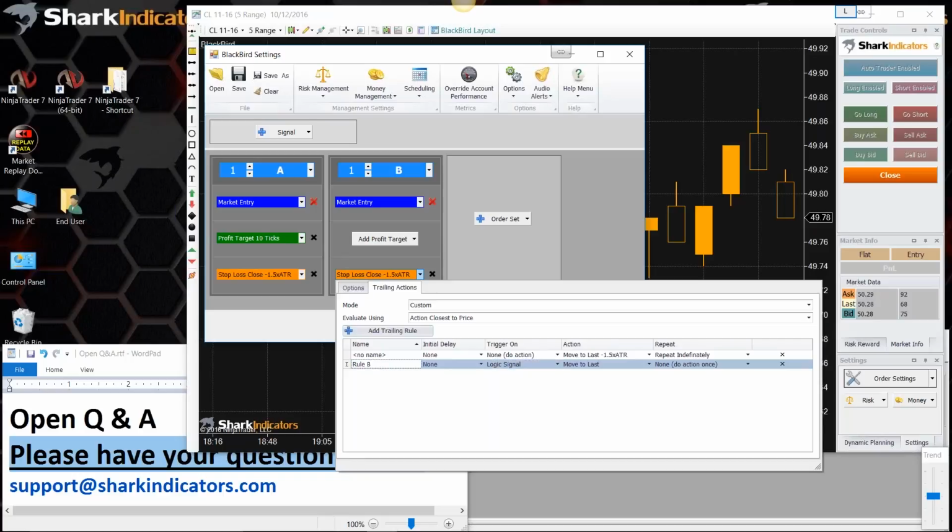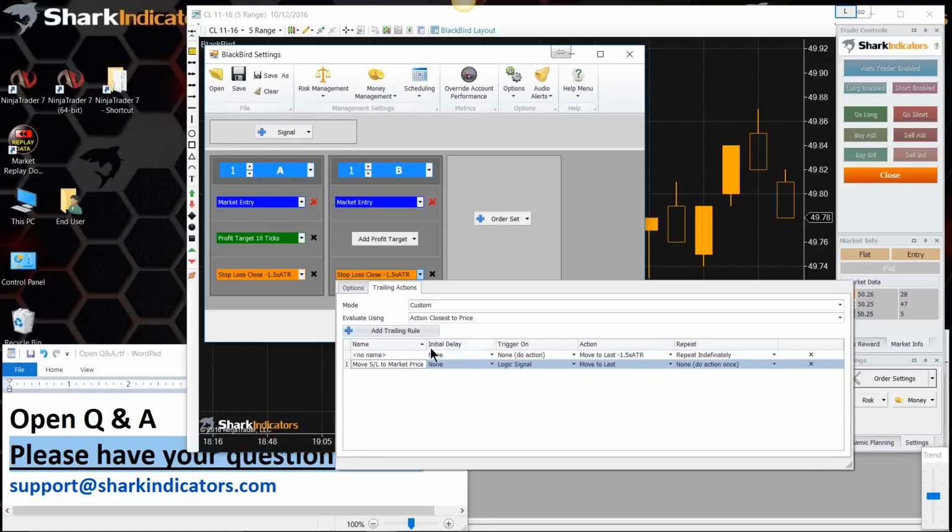So another name you could give this rule here is move the stop loss to market. Move it to the market price. So that would be kind of the second part of RJ's question here.